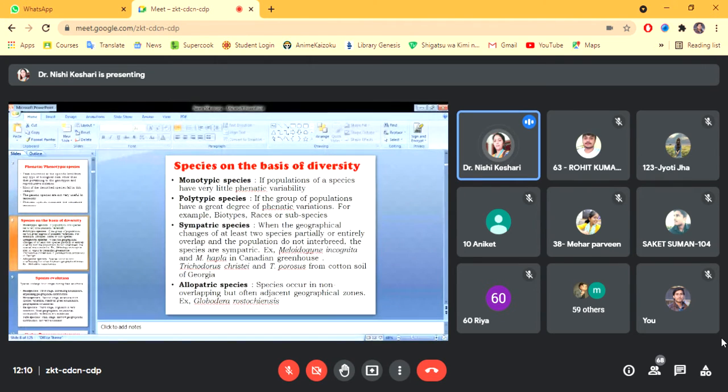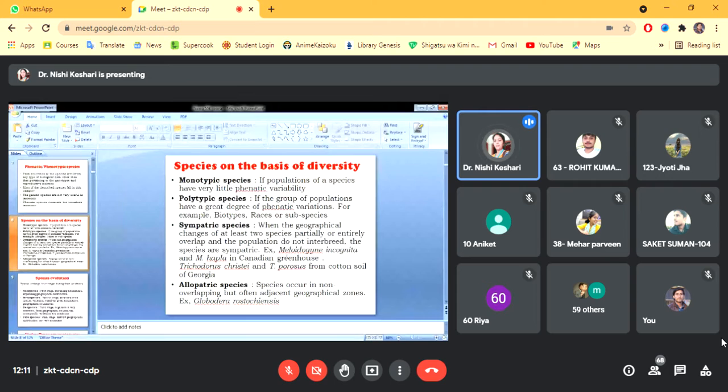Like in certain areas, Meloidogyne incognita is found. And in certain areas, Meloidogyne javanica is found. So these are two different species, but at the adjoining point there is some overlapping. It means in one part there may be javanica and incognita both found, and in the adjoining areas of another part both are found. So this is somewhat of a mixing of that population at certain points, but they do not interbreed, because javanica does not interbreed with incognita. So these species are called sympatric species.